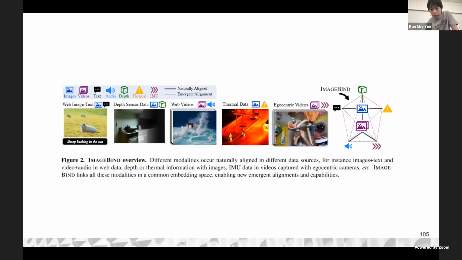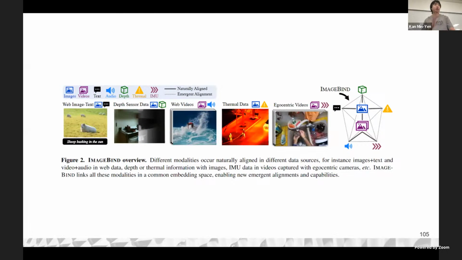So for example, what they do is they train the embedding with a bunch of datasets that are already paired. Over here it says naturally aligned. So they have a text and image dataset that's already paired, and then they have image and thermal data that's already paired, which is just this, I guess IR data, and then you have your depth and image.